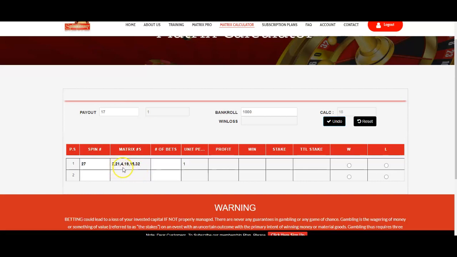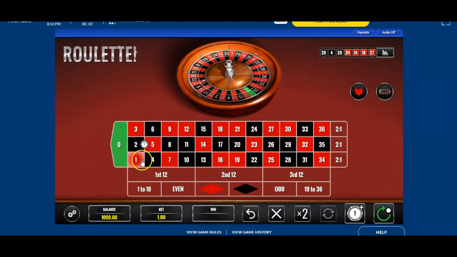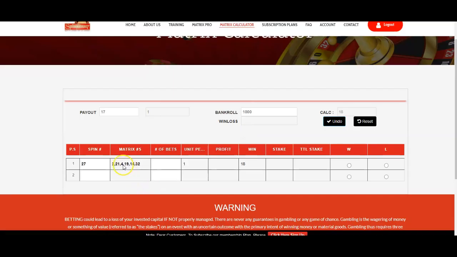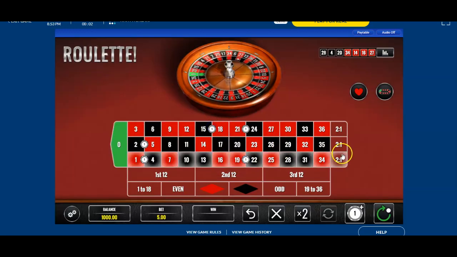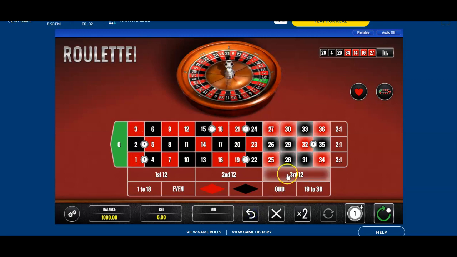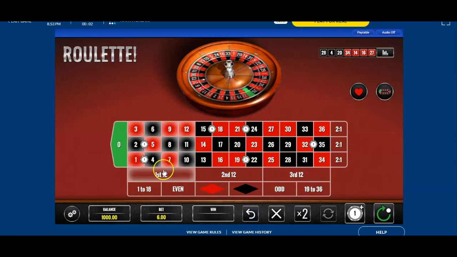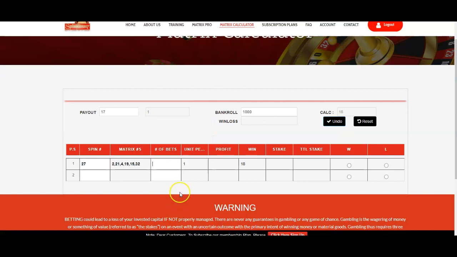So 2, 21, 4. So you got 2, 4, and 21. And you got 19, 15, and 32. And you want to try to stay within these blocks. So basically, you don't want to place your bet here, but you want to place it here. And you also want to try to stay within these blocks here. Okay, so we got 6 numbers to bet.